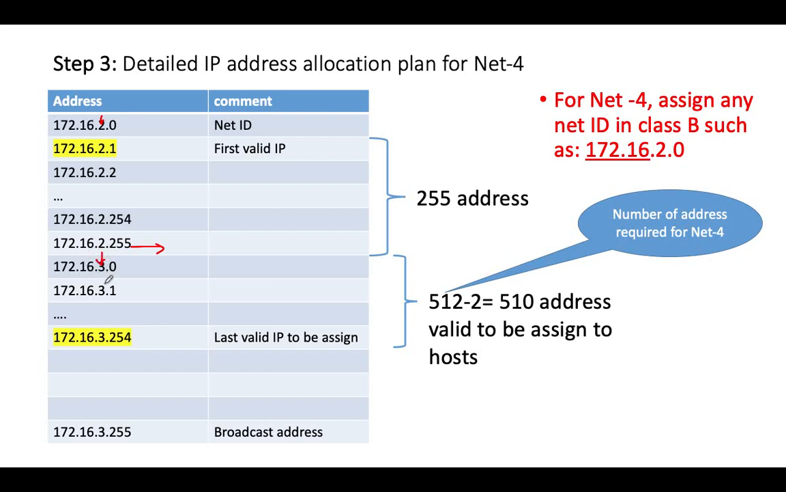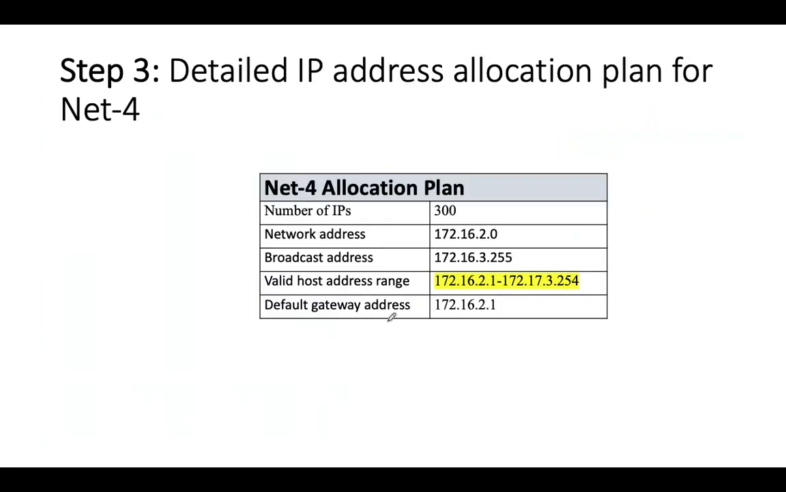3.0, 3.1, 3.2, until 3.254. This is your last valid host IP, and this one is the broadcast. This is the 300: 2.0 until 3.255, 2.1 until 3.254.